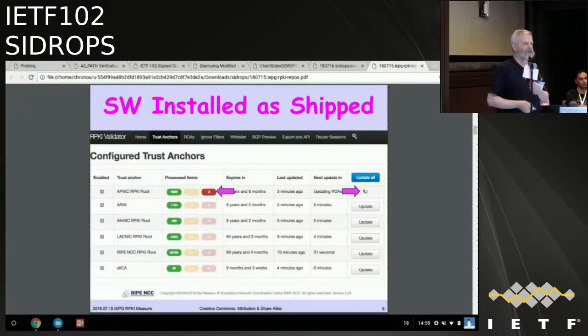Kaveh, you're not wearing a suit. Why should we trust you? Actually, that's why you should trust Kaveh, as per RIPE NCC.